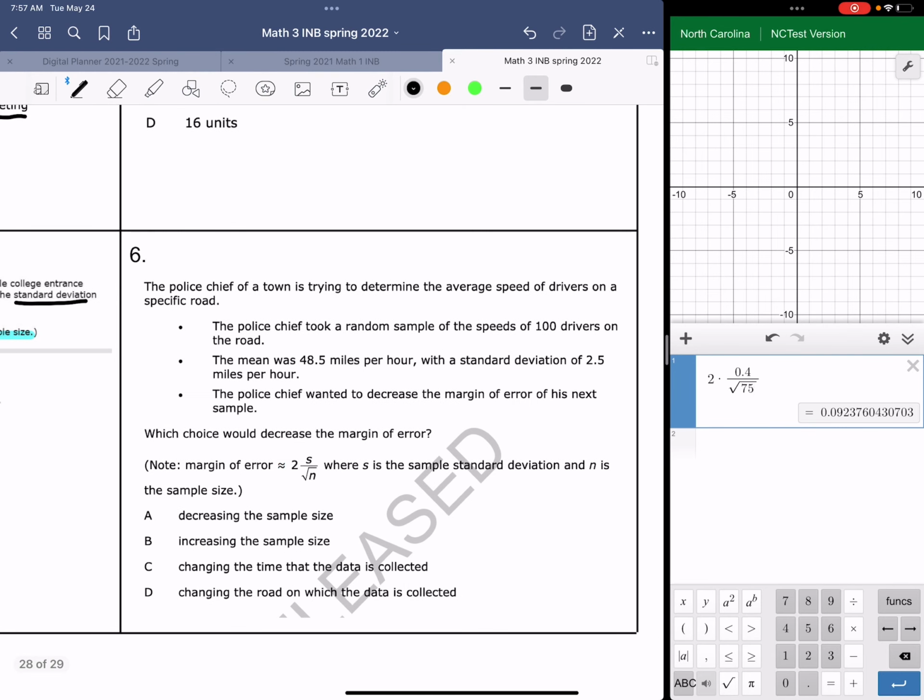So this one's kind of talking about the same thing. They even give you the margin of error formula again. However, when we talk about margin of error, remember, to reduce your margin of error, you want to increase your sample, and if you do that, you want to make sure that it is random.